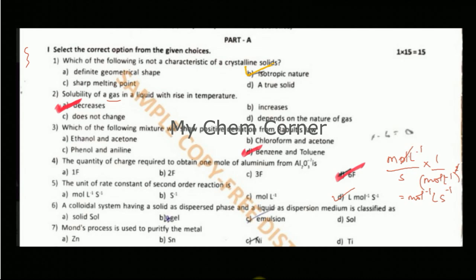Alright, now sixth one is a colloidal system having solid as dispersed phase and a liquid as a dispersion medium is classified as a gel.